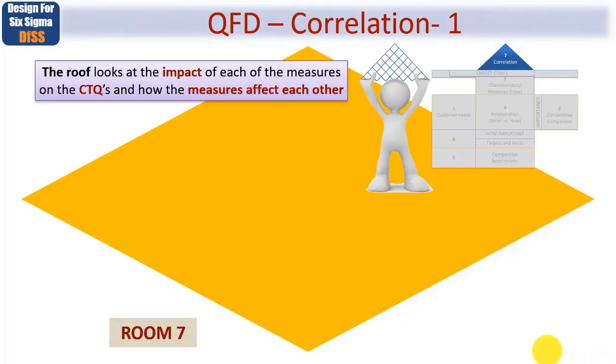Okay, as I said, this is the final room, Room 7, and it's called correlation. What we're doing here is the roof, if you will, of the House of Quality looks at the impact of each of those measures on the critical to quality metrics that we've gathered and how those measures affect each other. That's an important point here.